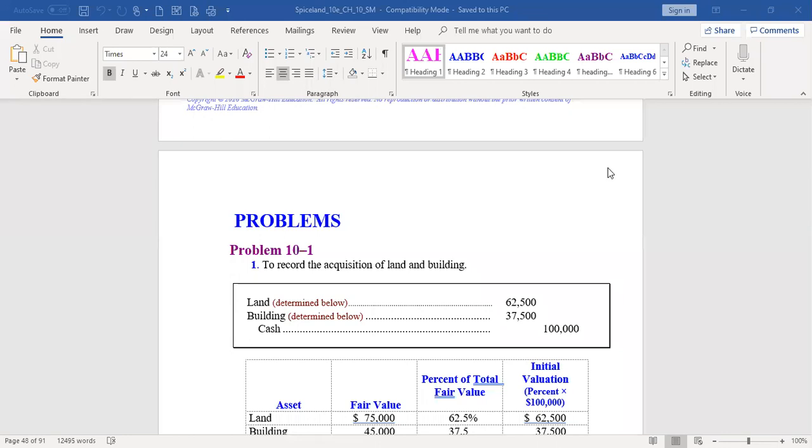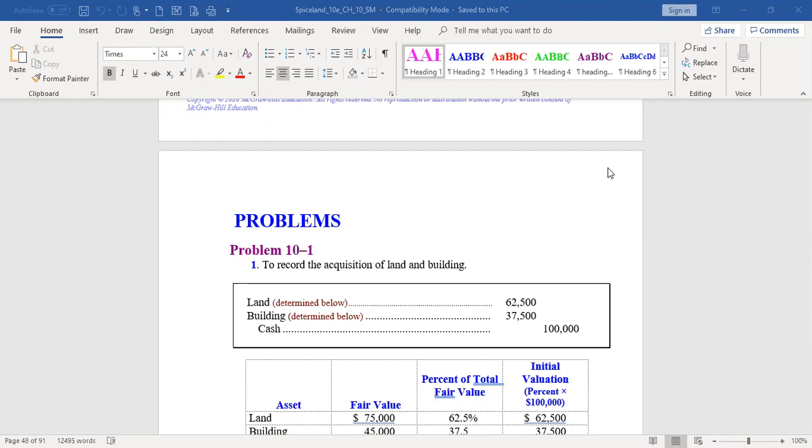Hi, everyone. We are now going to review problems 10.1, 10.4, and exercise 10-23. Tristar Production Company began operations on September 1st, 2021. Listed below are a number of transactions that occurred during its first month of operations. We need to prepare journal entries to record each of the above transactions.